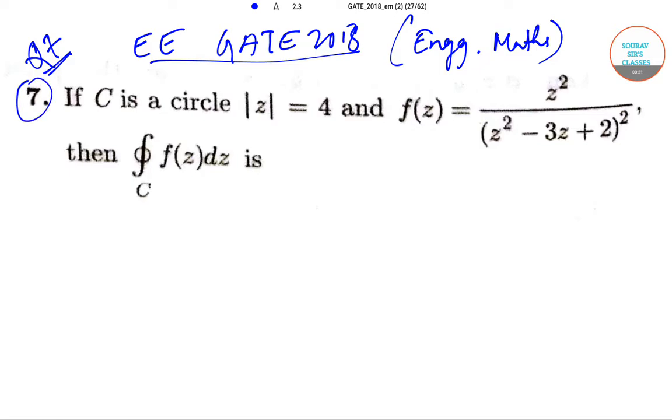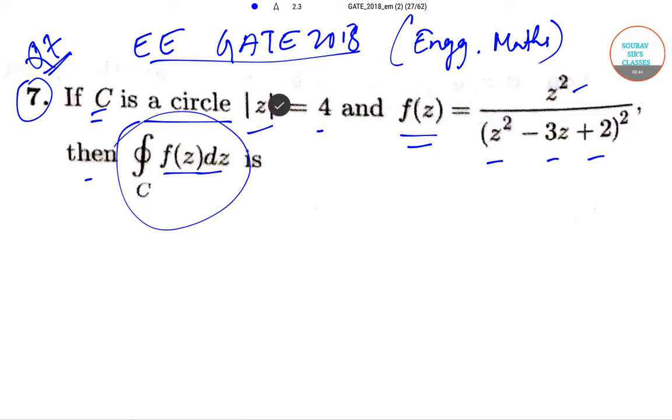In question number 7 it is said that if C is a circle, mod of z is equal to 4, and f of z is defined as z square upon z square minus 3z plus 2 whole square, then we need to find the value of the circular integral of f of z dz.